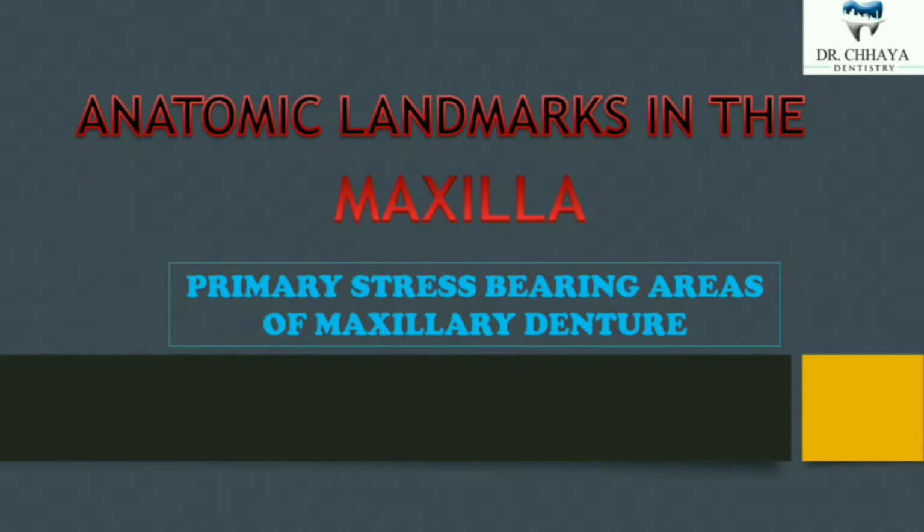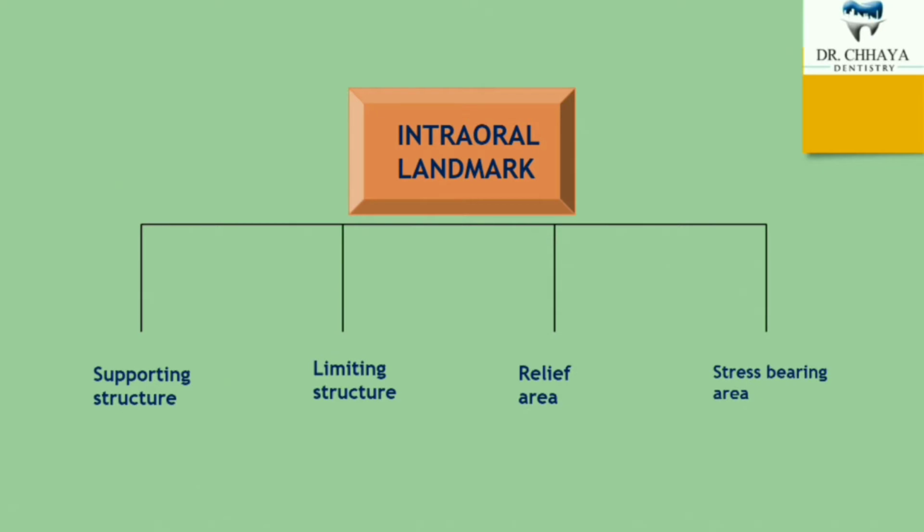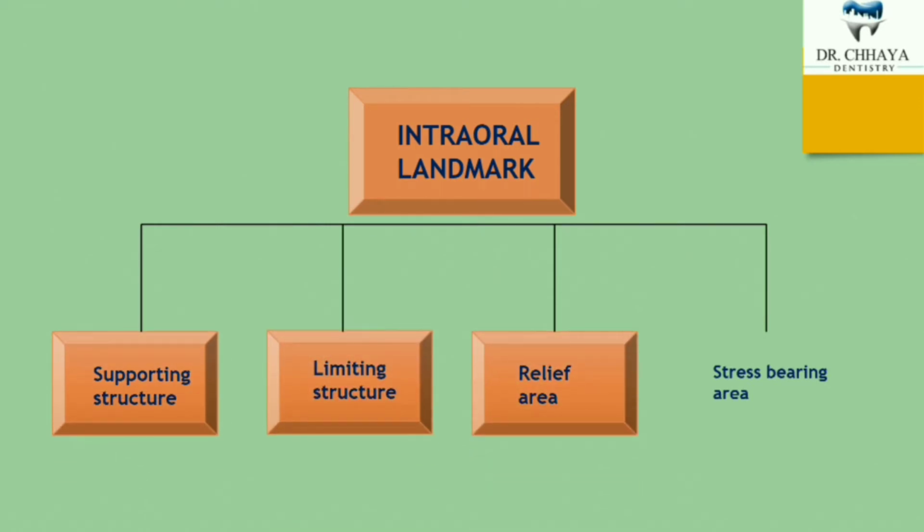Primary stress bearing areas of maxillary denture, and I am Dr. Chaya Pandey, your mentor. In the previous videos on anatomical landmarks of maxilla, we have learned that our intraoral landmark is basically divided into 4 areas. The first one is supporting structure, second is limiting structure, third is relief area, and the fourth is stress bearing area. We already covered limiting structure. Now in this video we will learn about the stress bearing area in detail.